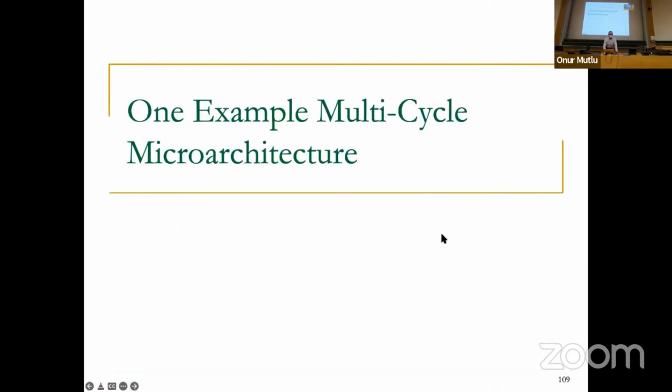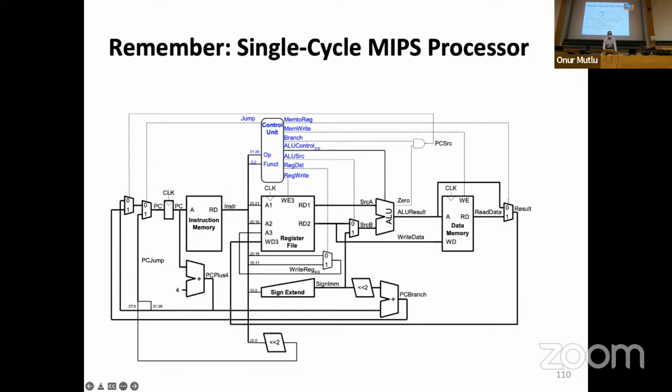Okay, let's take a look at an example multi-cycle microarchitecture. There are multiple examples. In fact, your book, the Patt and Patel book, has a very nice example from LC-3, which we're not going to cover here. I'm going to give you an example of MIPS. We're going to take the MIPS that we constructed, and we're going to turn it into a multi-cycle microarchitecture.